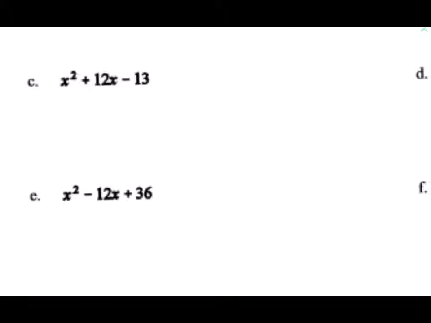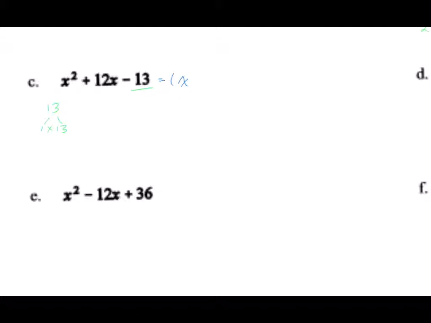We have x squared plus 12x minus 13. So, in this case, we need to have two numbers that multiply to negative 13. So let's go and figure out the multiples of 13. So we just got 1 and 13. We're done. So let's go and write our brackets out.